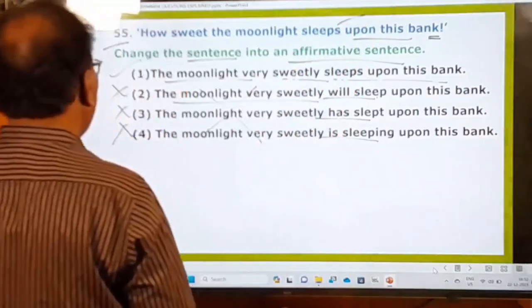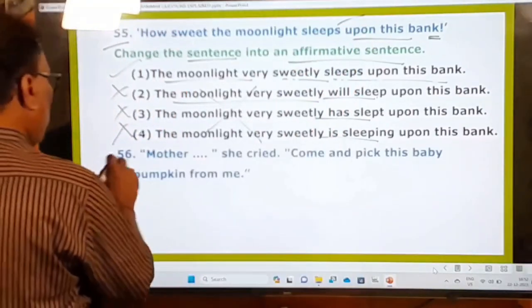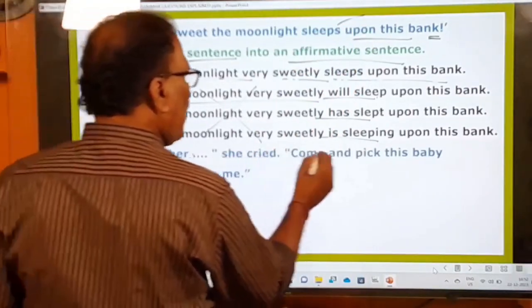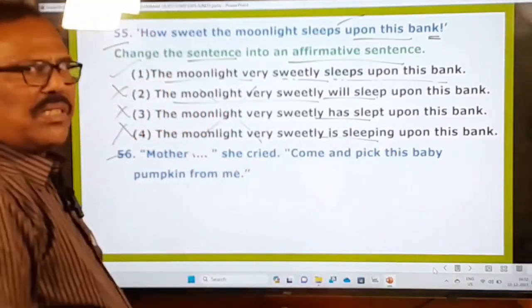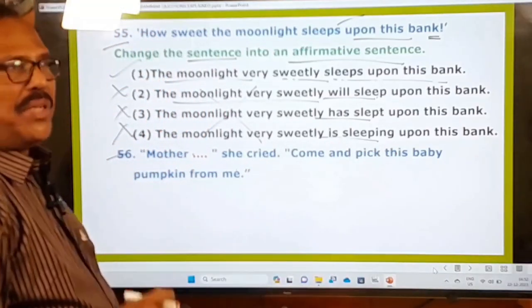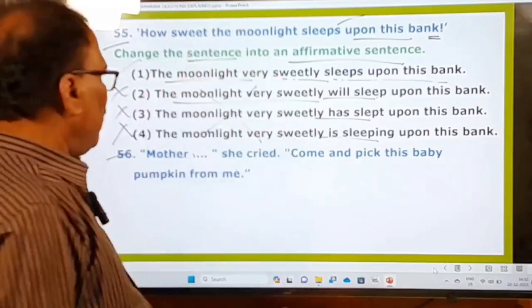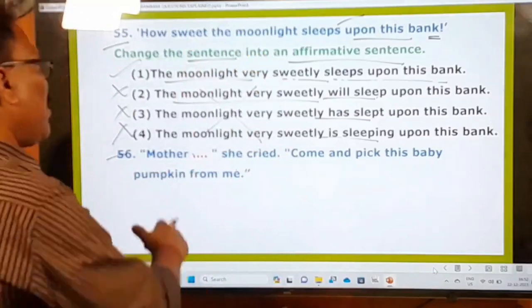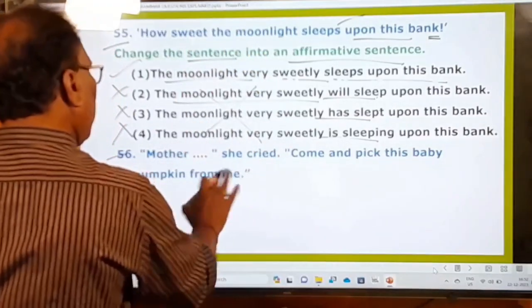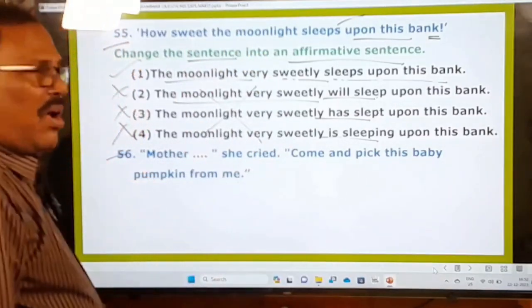And now let's go to the next question. The 56th question is: "Mother, she cried, come and pick this baby pumpkin from me." So the doctor is saying, when you call somebody "mother," "come and pick this baby pumpkin from me." So she cried because it is heavy for the baby. So what is the examiner asking you to do?